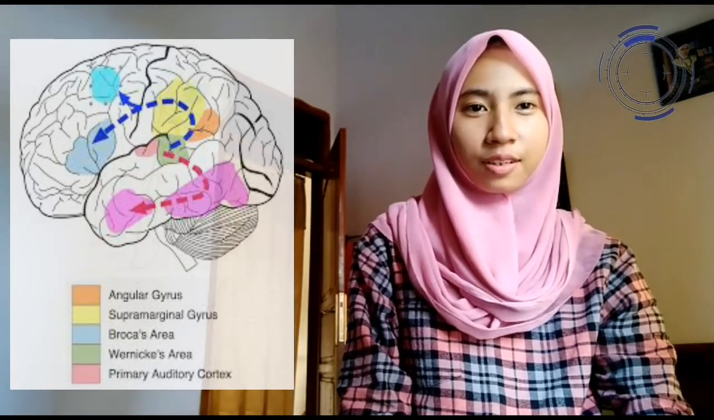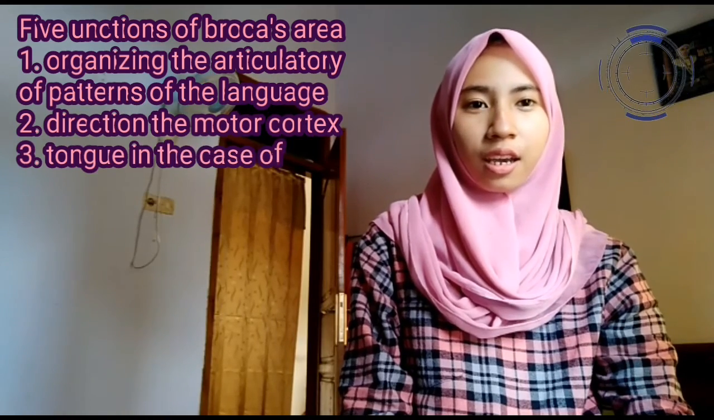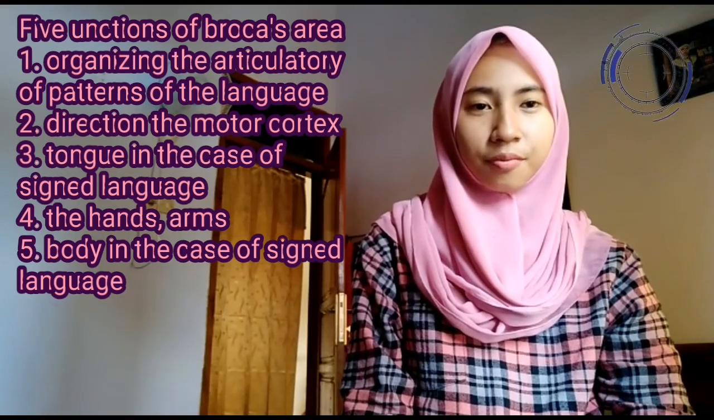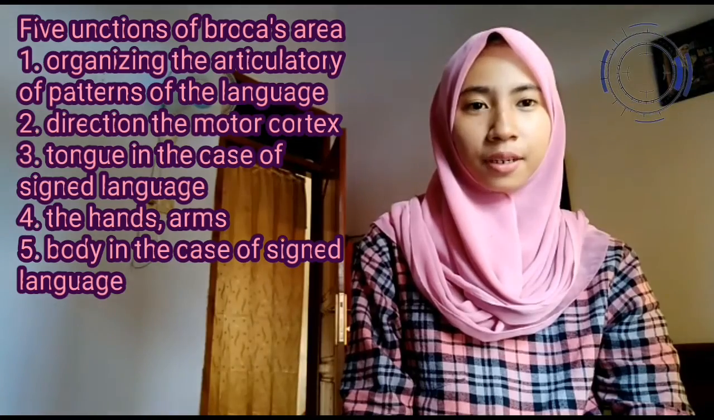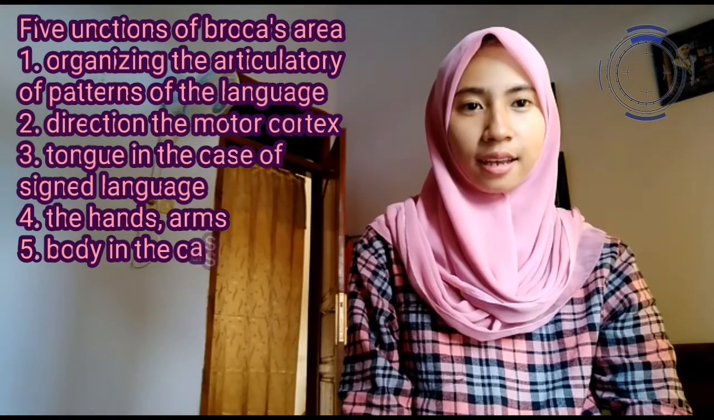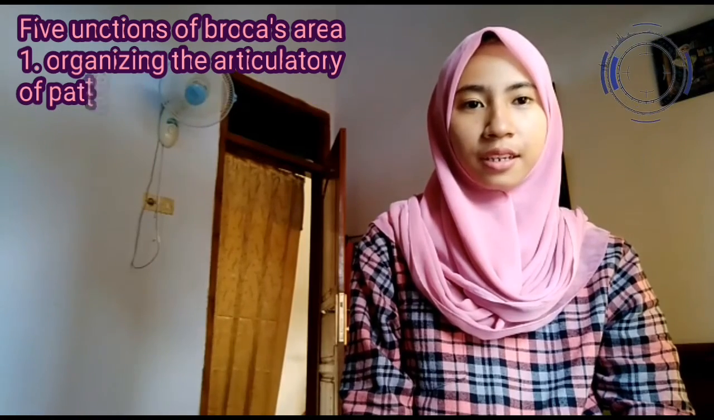Broca's area is located at the base of the motor cortex, and in Broca's area there are 5 functions. The first function is organizing the articulatory pattern of language, and the second is directing the motor cortex when we want to talk. The third is the tongue in the case of spoken language. Number 4 is the hands and the arms, and the last, number 5, is the body in the case of sign language.